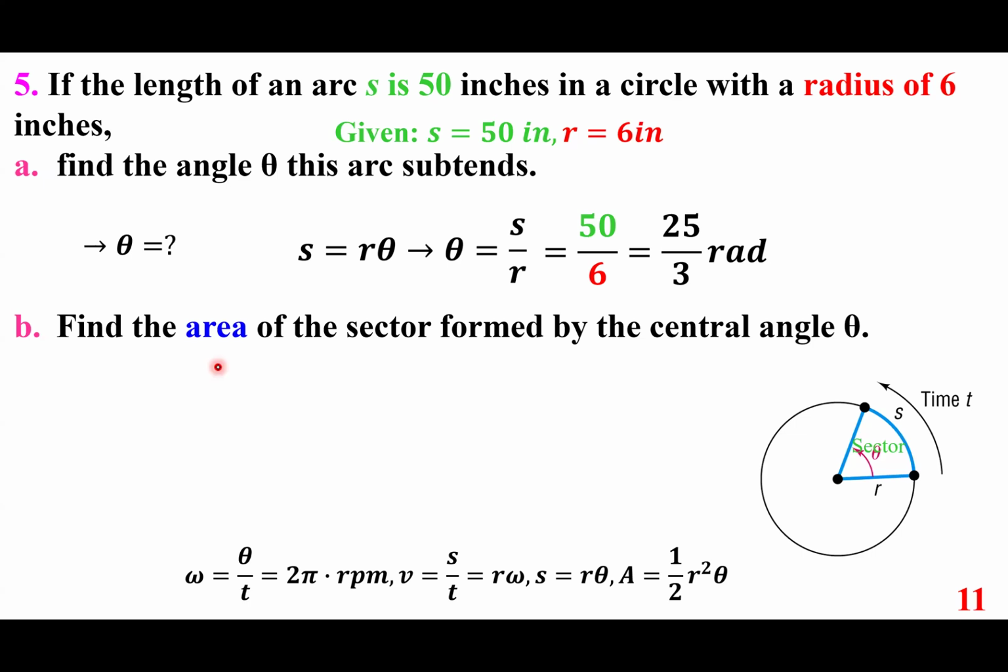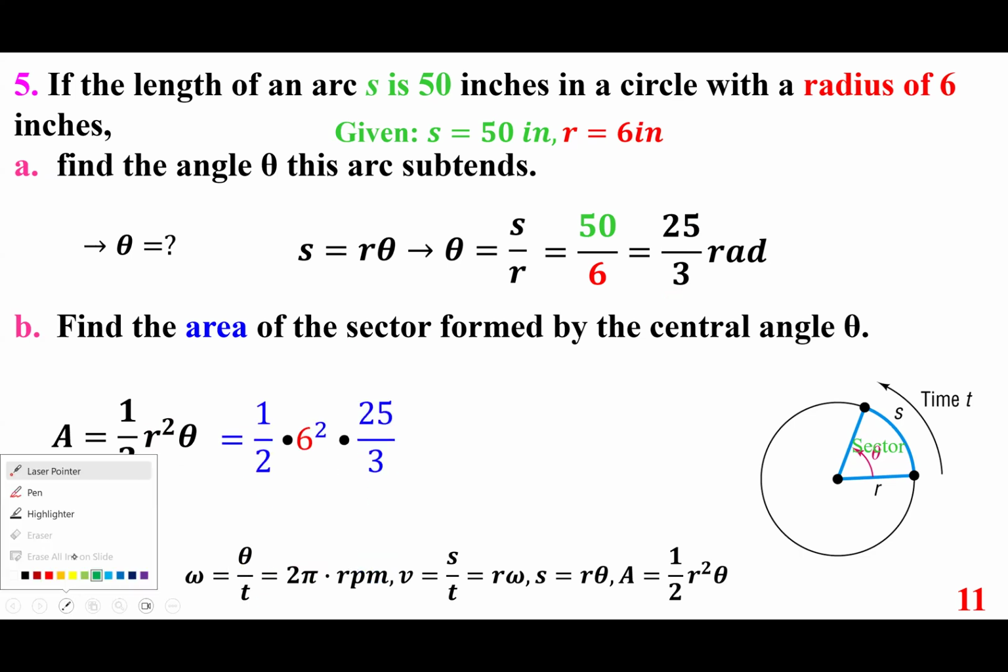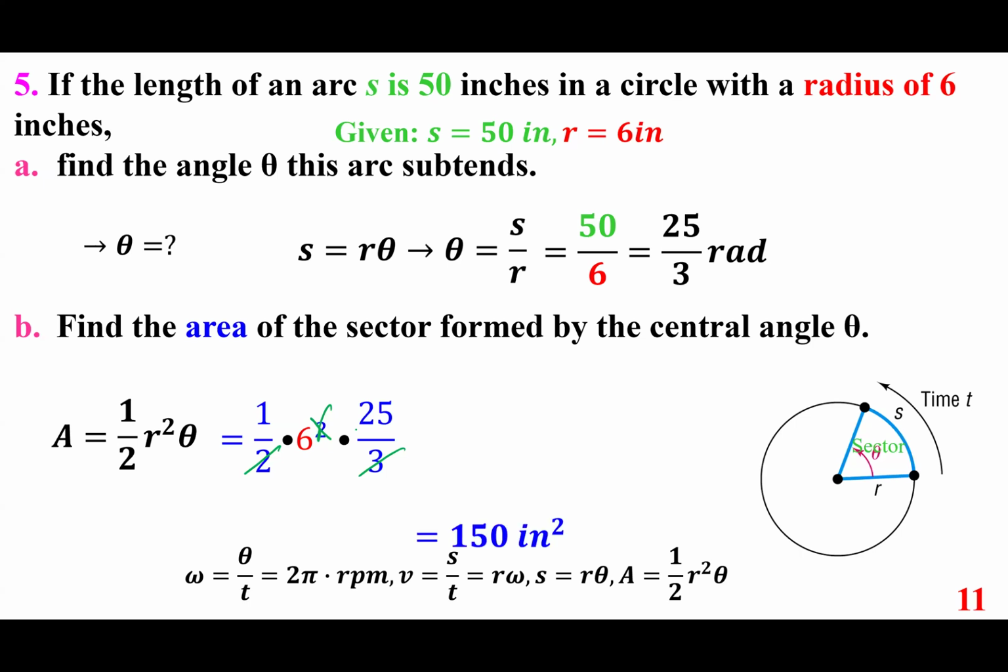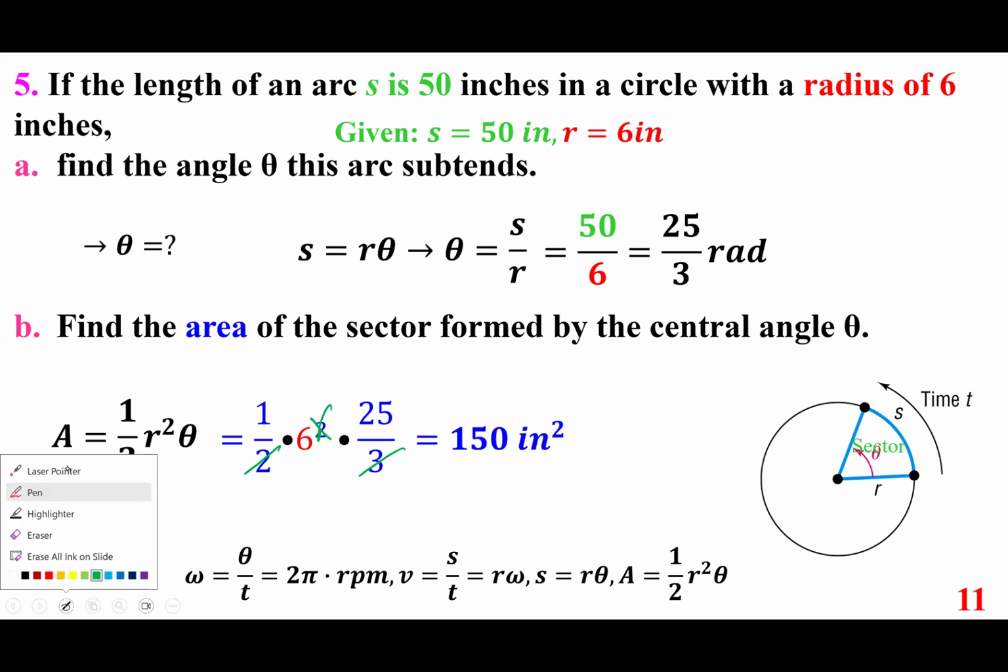What about the area? Area is 1/2 R squared theta. 1/2, R is 6 squared, and theta is 25 thirds. As you know, 2 times 3 equals 6. So I can go with 2 times 3 cancels out one of the exponents because we have 6 squared. That means 6 times 6. So 6 times 25, 150 inch squared is the final answer, everybody.